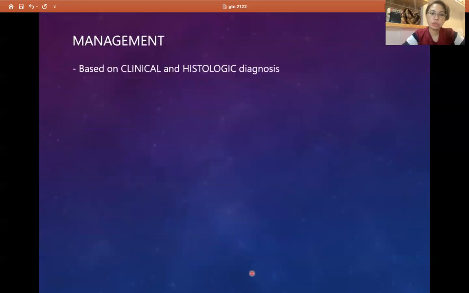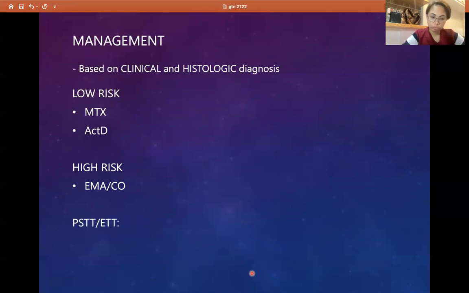Again, what to do? Management should be based on clinical and histologic diagnosis. Again, for low risk, what's the score of low risk? Less than or equal to 6. So if the FIGO prognostic score is low risk, then we give methotrexate or actinomycin D. While for high risk, we should give a combination chemotherapeutic regimen, the EMACO.